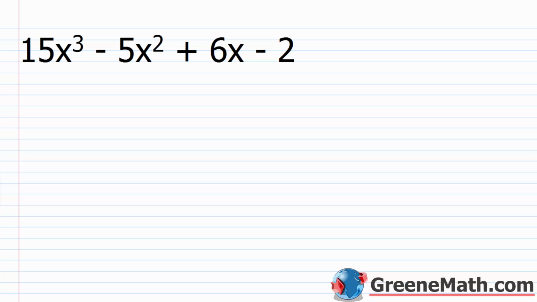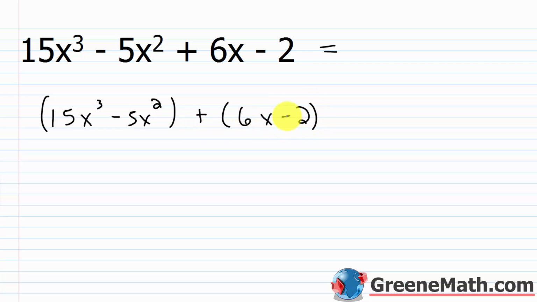So let's start out with an easy example. This is one where we don't need to really go through different combinations. And what I mean by that is I can take the first 2 as a group and the last 2 as a group. I don't need to reorder anything. So I have 15x cubed minus 5x squared plus 6x minus 2. And if I just take the first 2 here as a group, so 15x cubed minus 5x squared, I'm going to put that inside of parentheses. So that's one group. Then plus, I have 6x minus 2, so that'll be another group. Put that inside of parentheses.